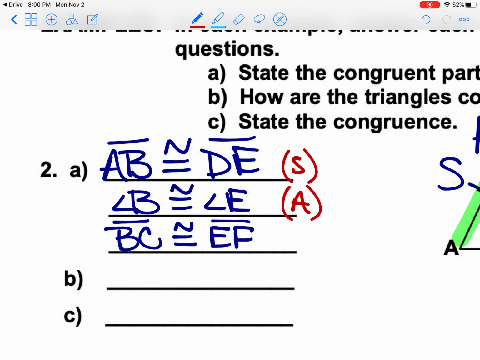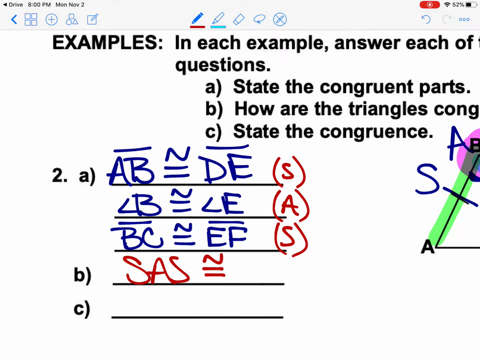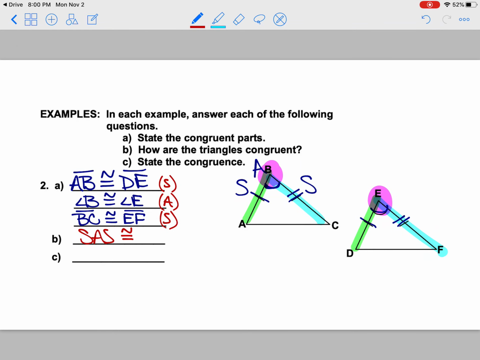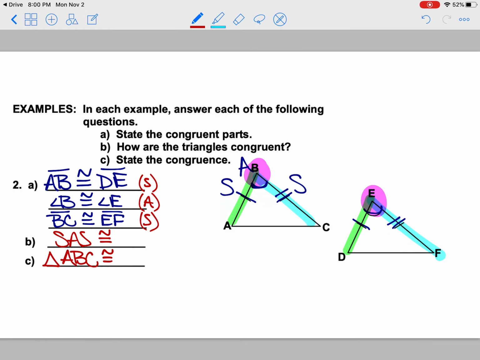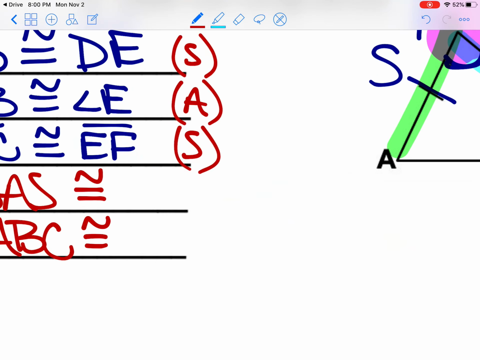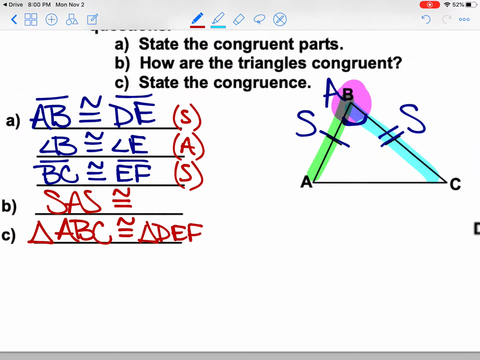And we can see here again that this represents a side, this represents an angle, this represents the second side. And so we can say they are congruent because of side, angle, side congruency. And then we can say that the triangles are congruent. So triangle ABC, doesn't matter what order you start with, but now the order matters. If you start with A, you have to start with the corresponding letter. So that would be D, so triangle DEF.